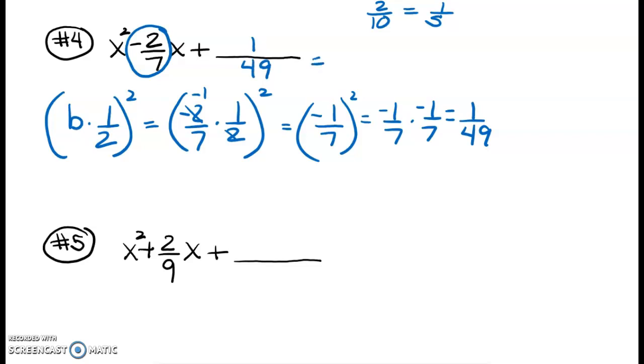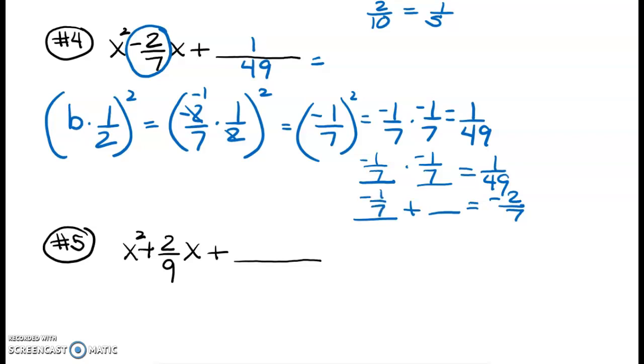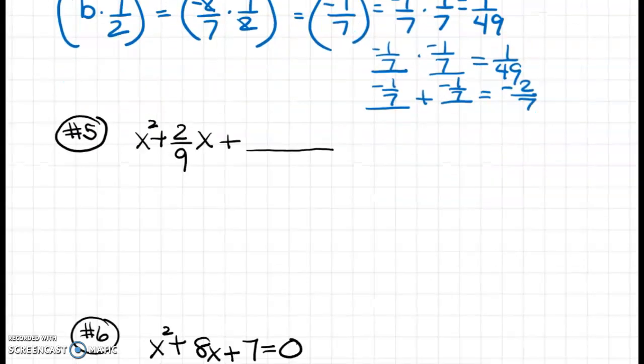So how do I factor that? Again, what are the factors of 1/49 that add to a negative 2/7? Well, I know I multiplied negative 1/7 and negative 1/7 to get 1/49. When I add them, do I get negative 2/7? I do. So my factors would be x minus 1/7 times x minus 1/7, or x minus 1/7 squared.